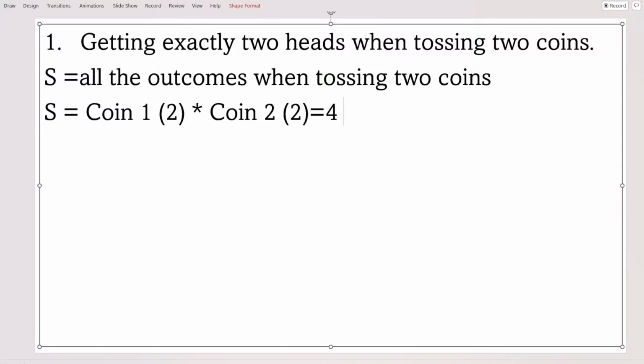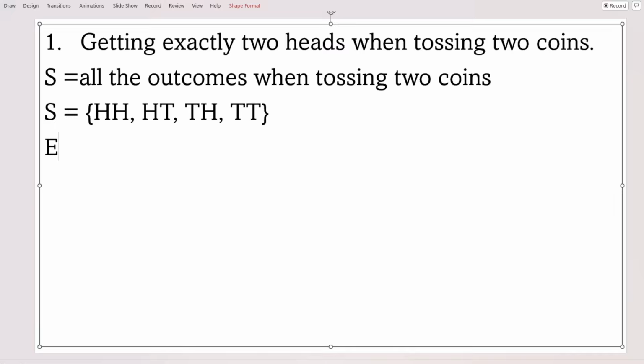If you want to list all of them, you can see that it is when both are heads, when we get heads and then tails, tails and then heads, and finally both tails. There are no other outcomes here, just four possible outcomes. Now this is the S. But what is the event that we are actually looking at or that we want to observe? It's this phrase: the event wherein we get exactly two heads.